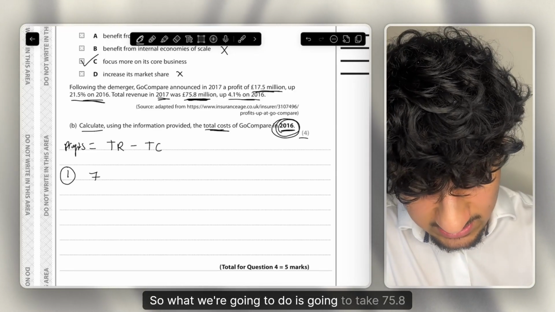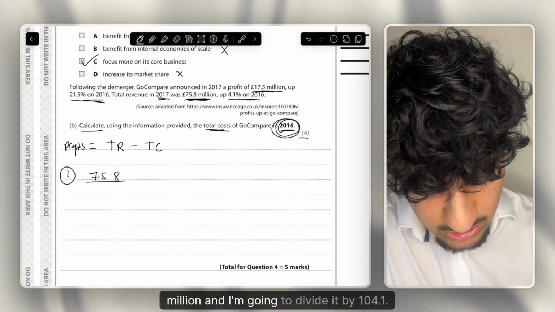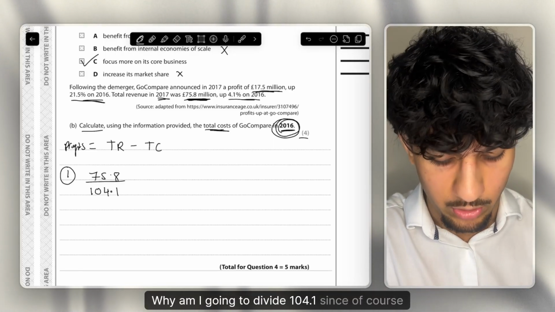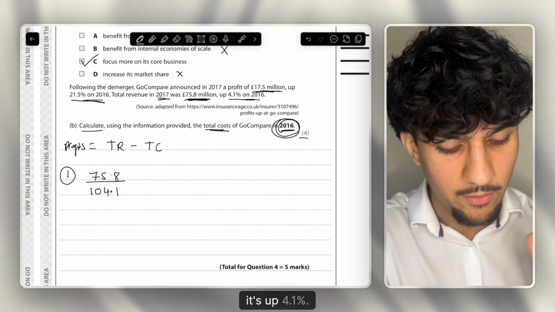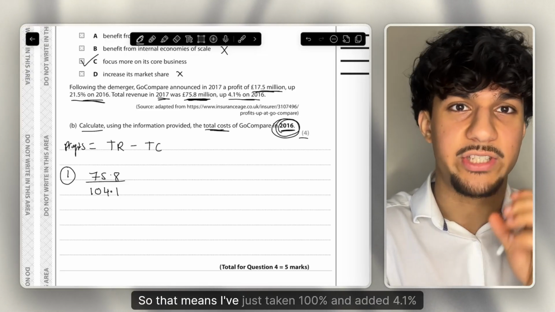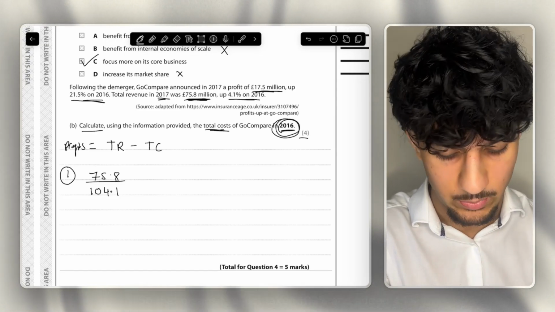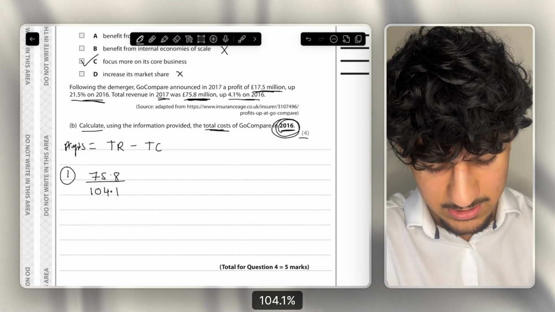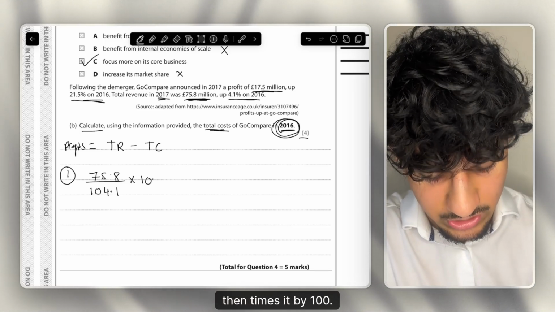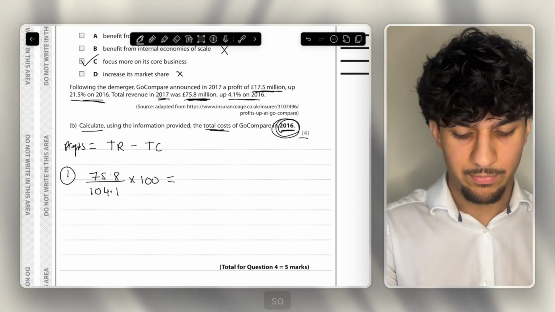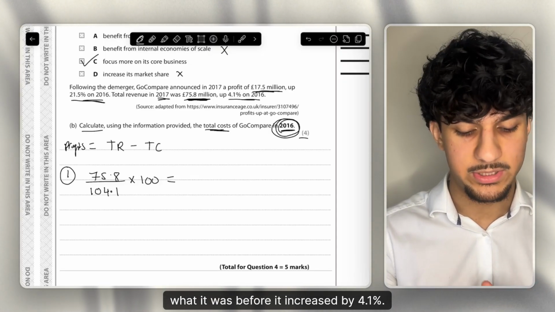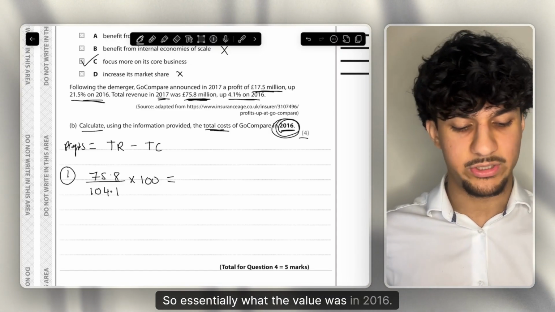What I'm going to do is take 75.8 million and divide it by 104.1. Why am I dividing by 104.1? Since, of course, it's up 4.1%. That means I've just taken 100% and added 4.1% to it. So I'm going to take 75.8 million, divide by 104.1%, and then times it by 100. That should tell me what it was before it increased by 4.1%, so essentially what the value was in 2016.